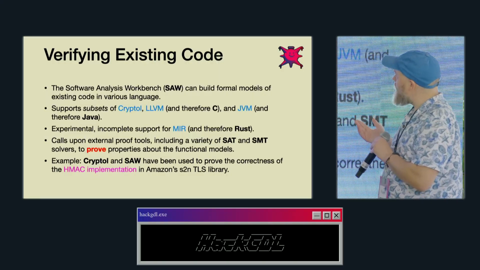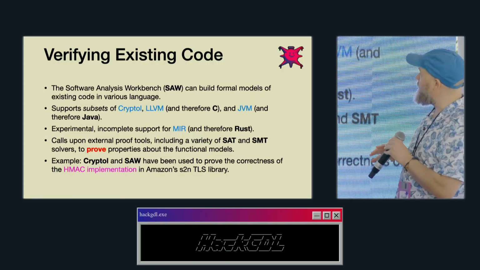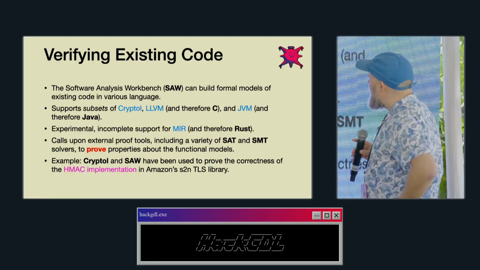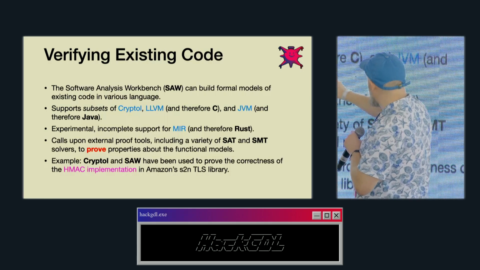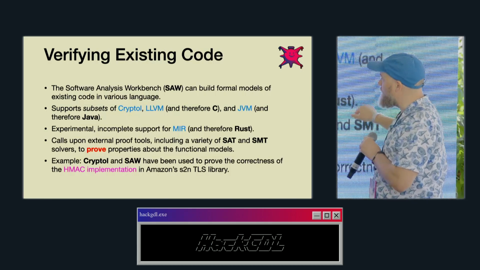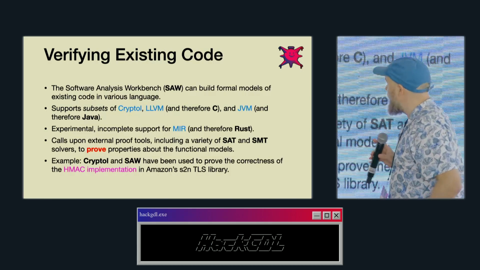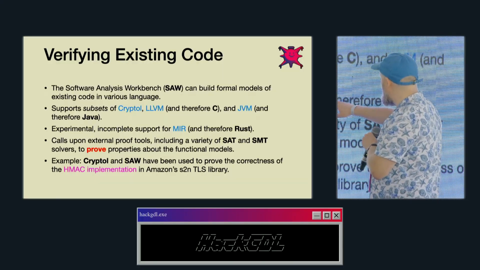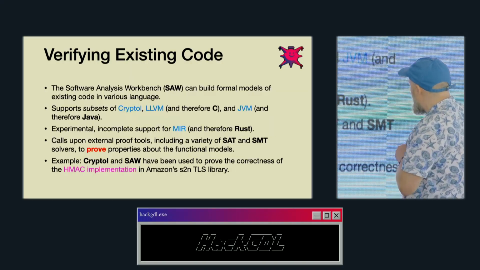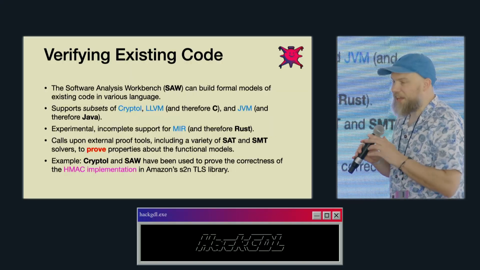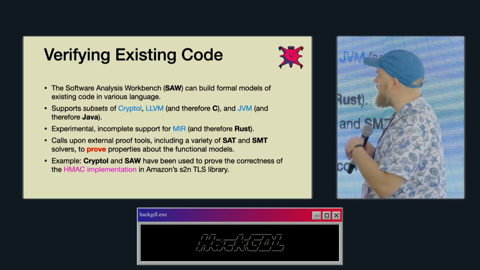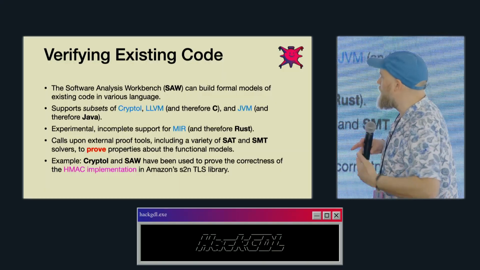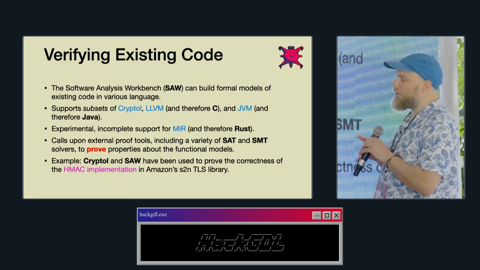Now, there's something called the Software Analysis Workbench, and this is also freely available, that supports various languages, not just Cryptol, but also LLVM, so therefore C and the JVM, and therefore Java and other JVM languages. And there's also some experimental work to support MIR and Rust. And this allows you basically to mix and match. I can take a C implementation, I can take a Cryptol specification, and then I can grind out some proofs that these are equivalent or that one refines the other.